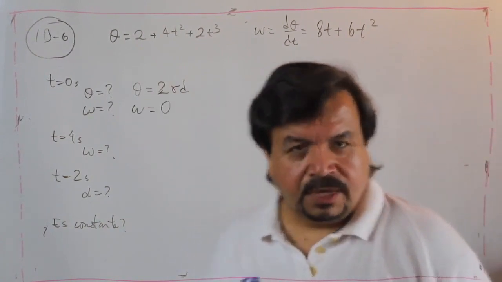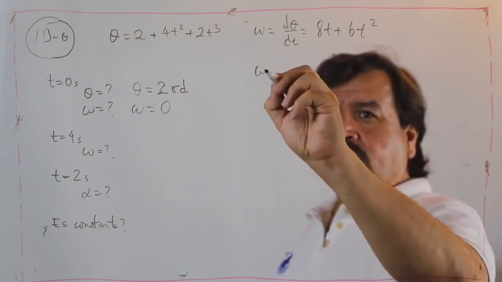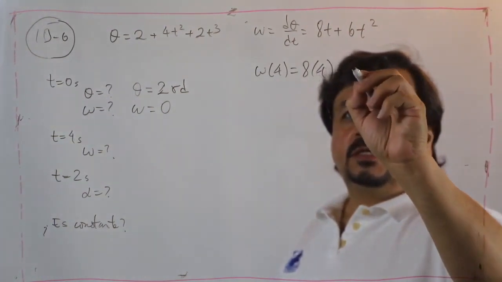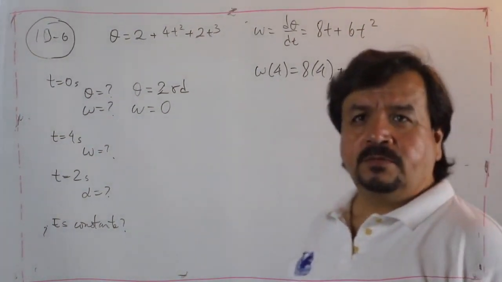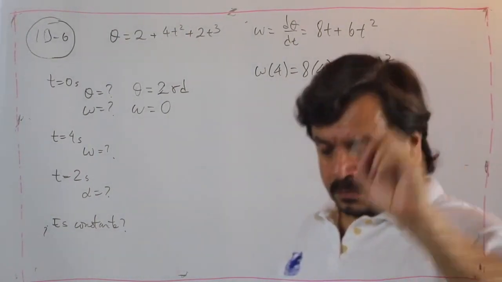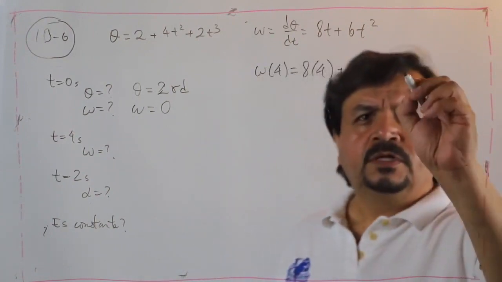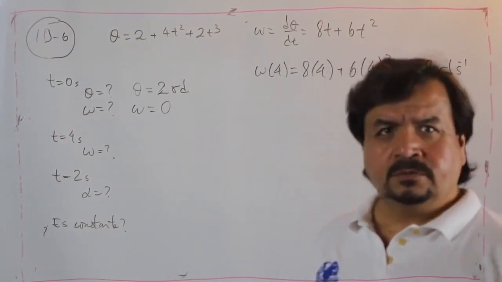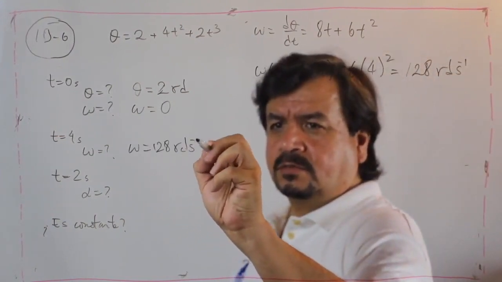At time t equal to 4, what is omega? So at time t equal to 4, we would have this evaluated at 4, correct? It would be 8 multiplied by 4 plus 6 multiplied by 4 squared, and that amount is 128. Omega will be 128 radians per second.